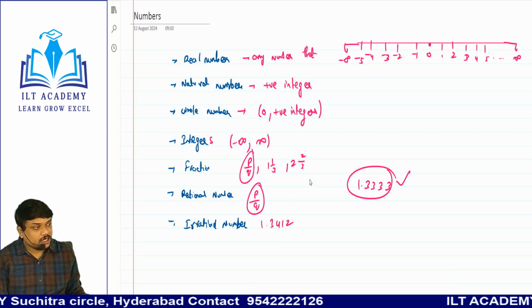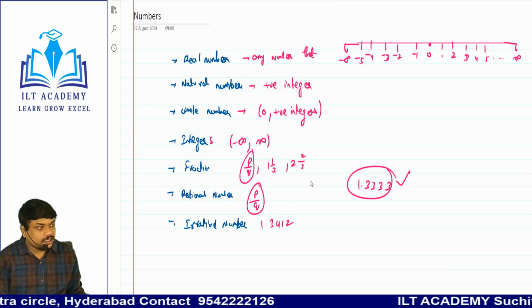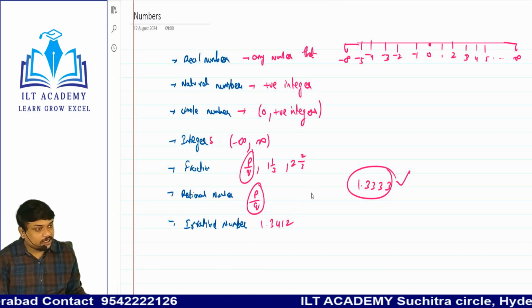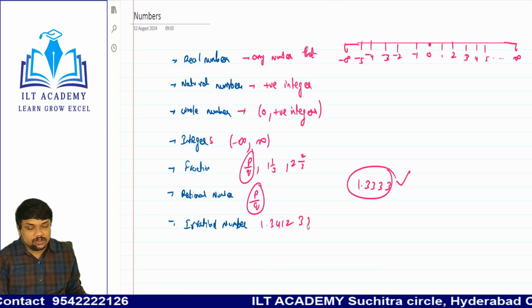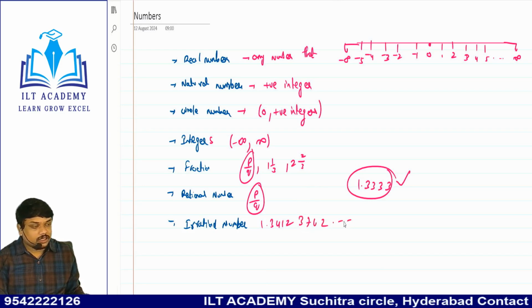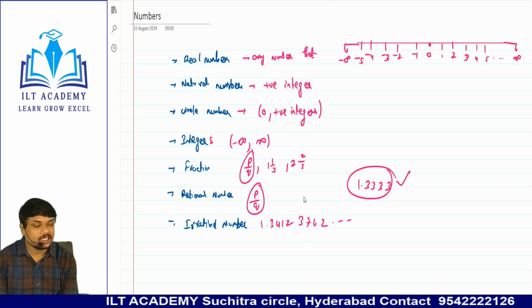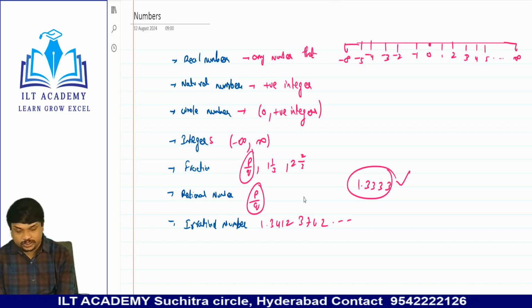What is an irrational number? Non-terminating, non-recurring decimal. Then it is an irrational number. Like 1.314237123 dot like that. Clear? This we can't convert into P by Q form. Those are irrational numbers. Perfect. Any doubts?